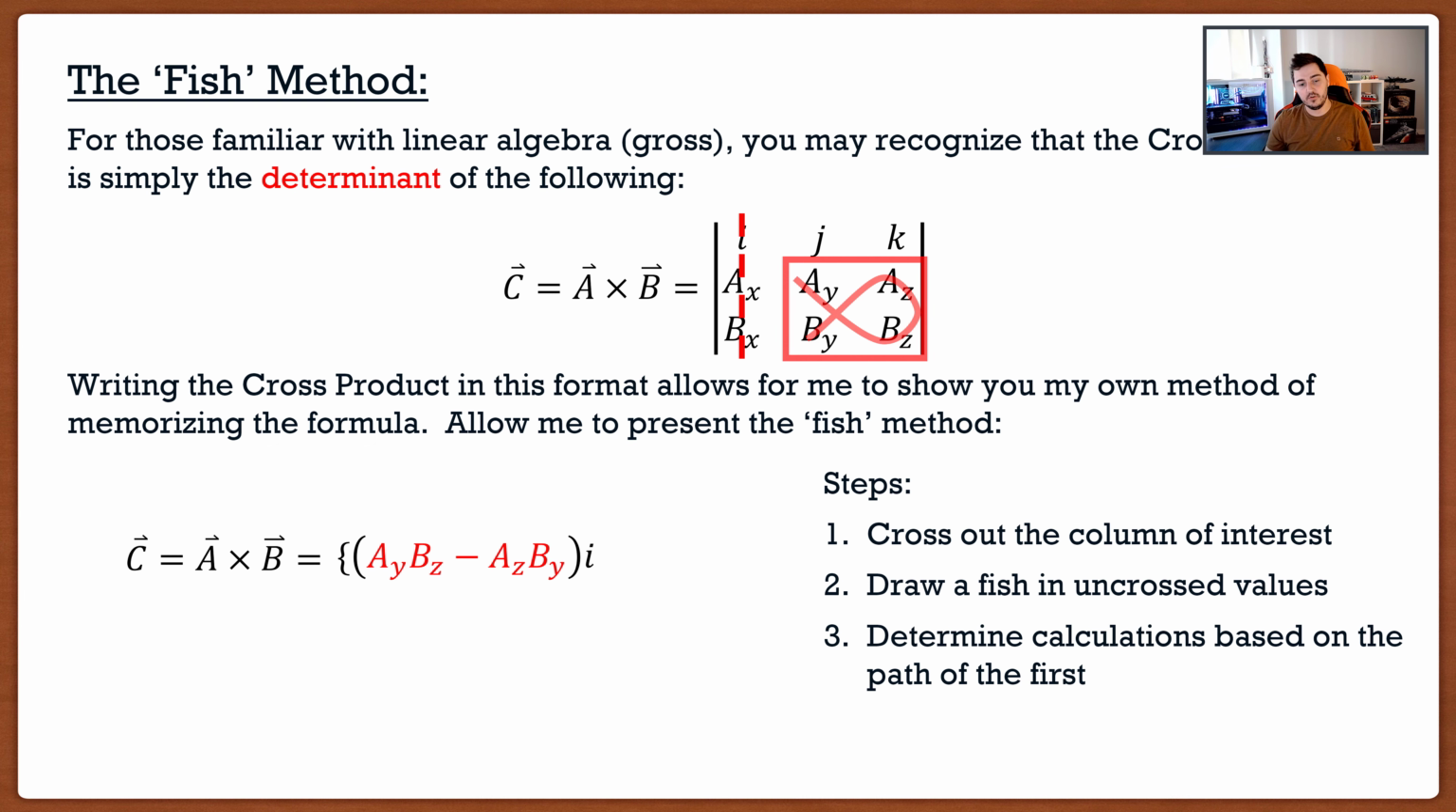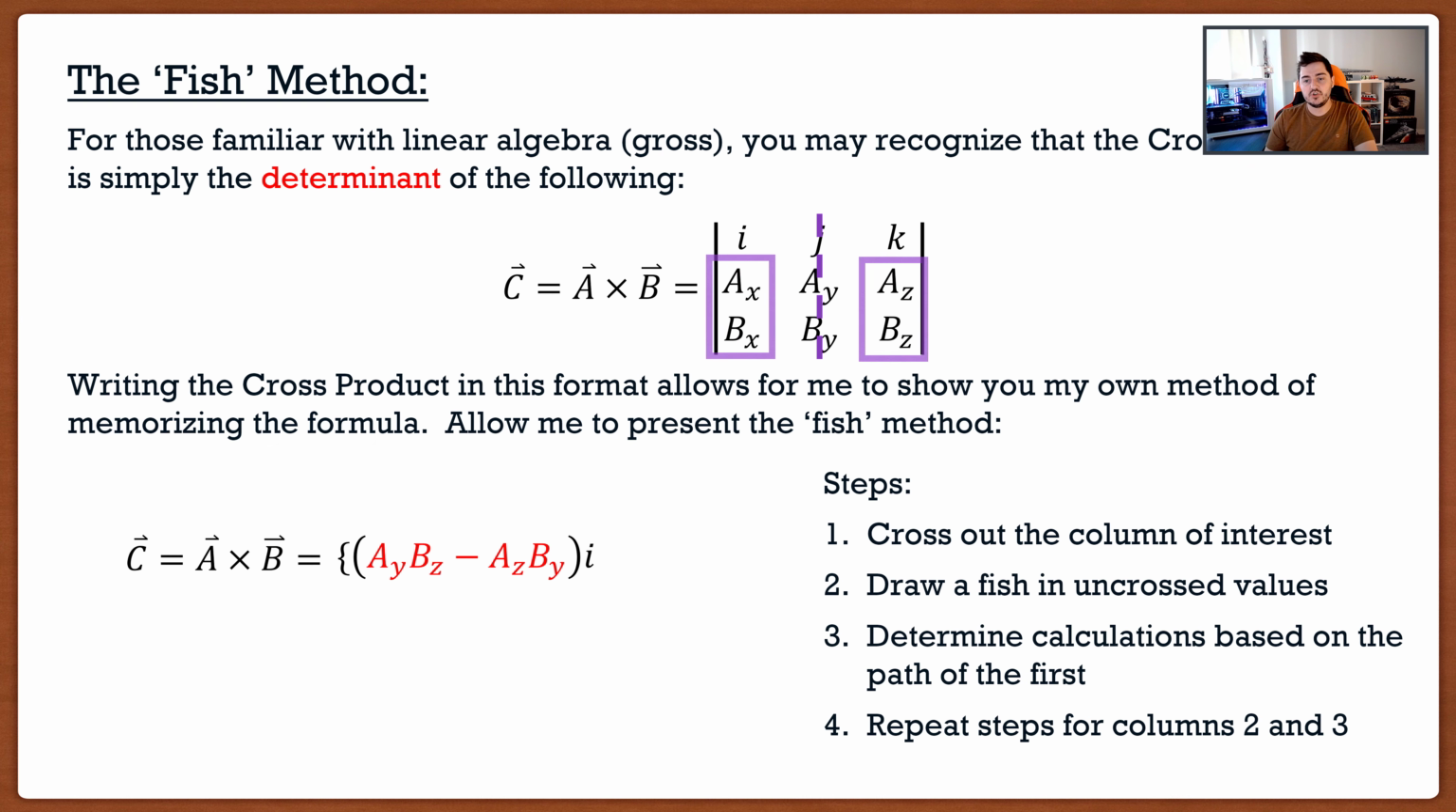And if I were to look at my formula, that's exactly what we have. So again, we're just drawing a fish. Ay times Bz minus Az times By. And that's going to be my i component. After we find the i component, we simply repeat this method for the other components. So we're saying, all right, we got i, we're looking good. How about j?